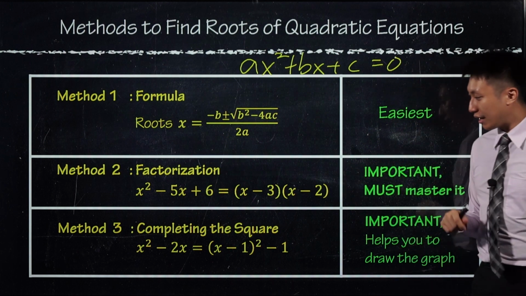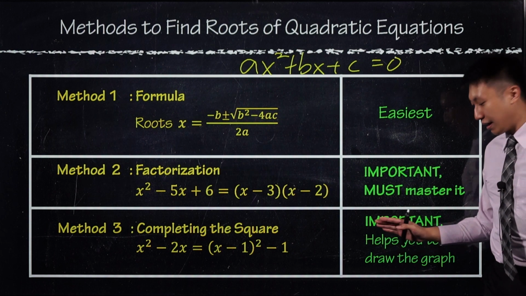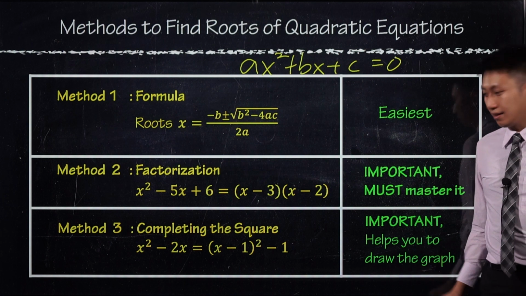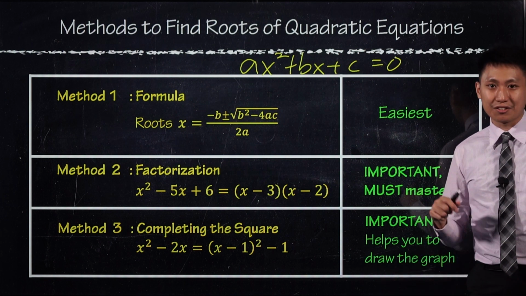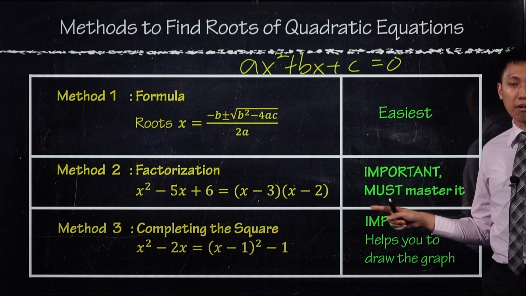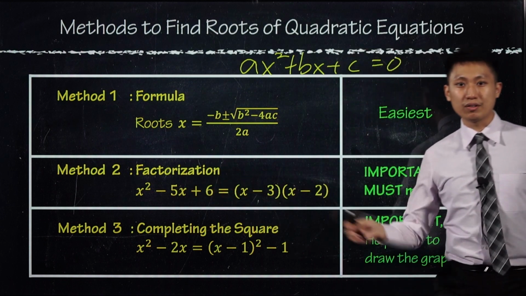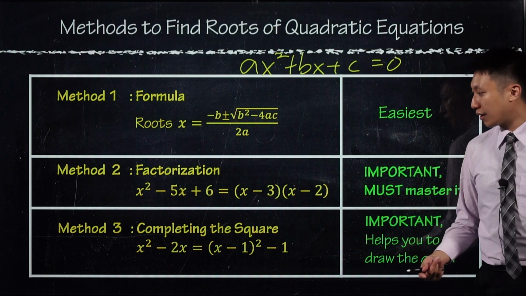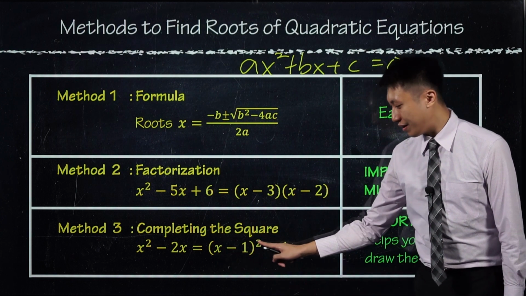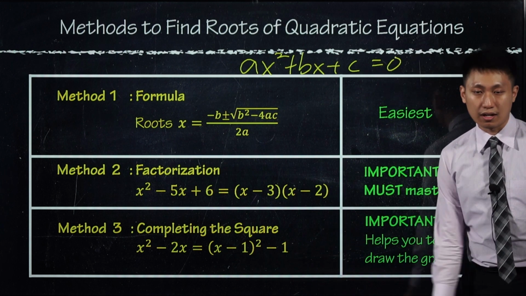Last one, completing the square. I'm not going to talk so much here. I'm just going to say that it's quite important in sketching graphs, especially in chapter 3. You'll use this one to sketch the graph of a quadratic equation. The second method is very important because you use the techniques of factorization throughout the whole SPM course. For completing the square, I have to make it into something squared plus a constant.